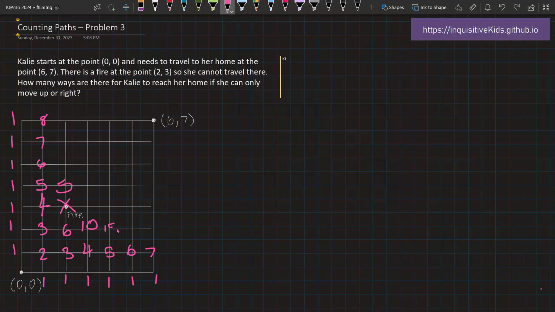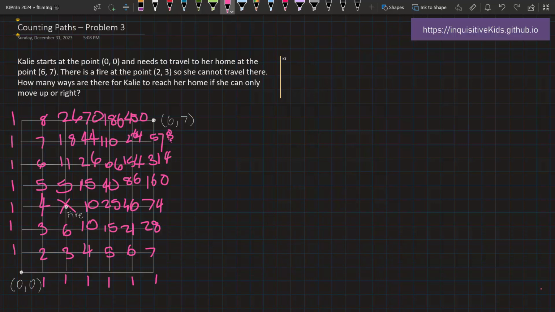Now we continue adding like normal. Again, here is when we also have to go around the fire. And this point right here, in order to get to that point, you either have to be on the 10 first or you have to be on the fire, and obviously we still can't be on the fire. So we're going to bring whatever number is on this point, which is a 10, and bring it up.